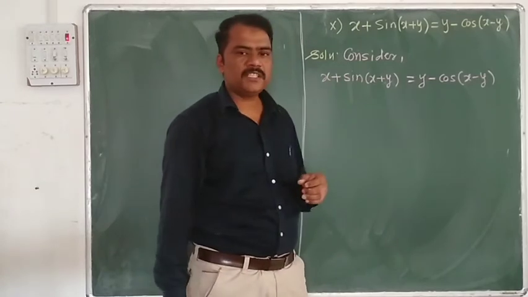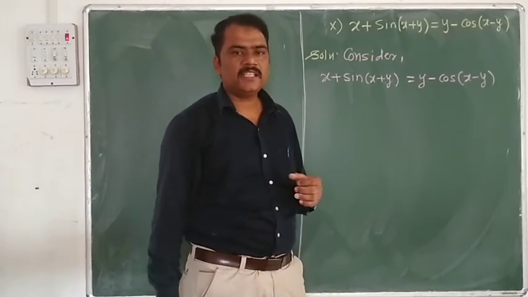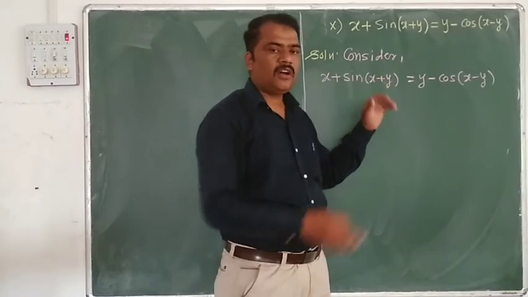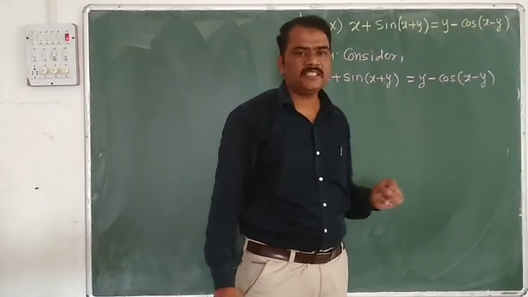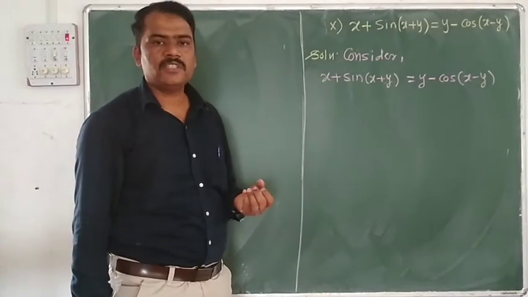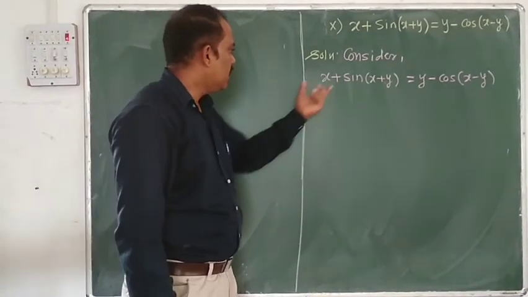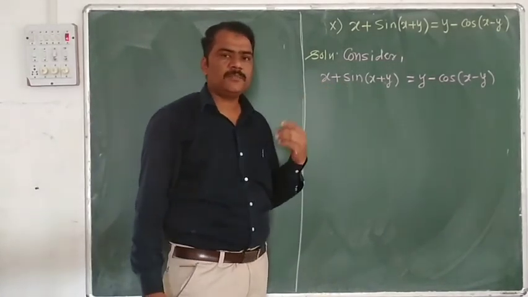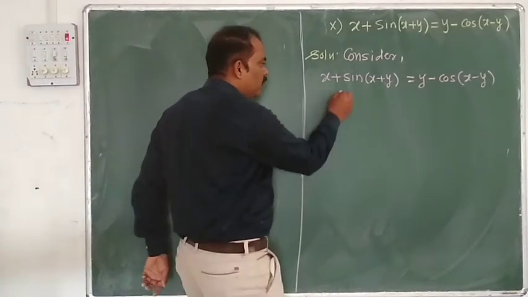This is the implicit function. We cannot separate y on the LHS and all the terms which contain x on the RHS, so this is an implicit function, and we have to solve it using the method of implicit functions. We have to directly differentiate with respect to x by known methods.